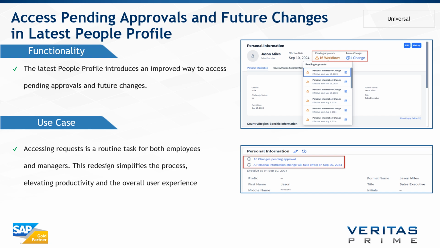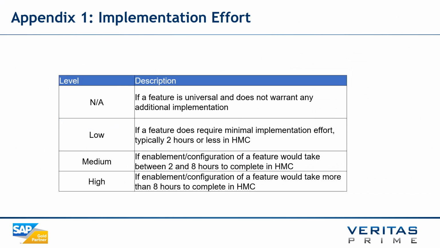So a user with the required permission can view pending approvals and future changes, both in the card and the details UI in the entity. So this is a good feature to have a look at future changes, upcoming changes for an employee, and everything will be displayed in one place on the people profile.